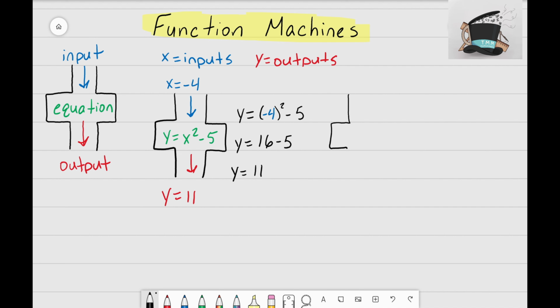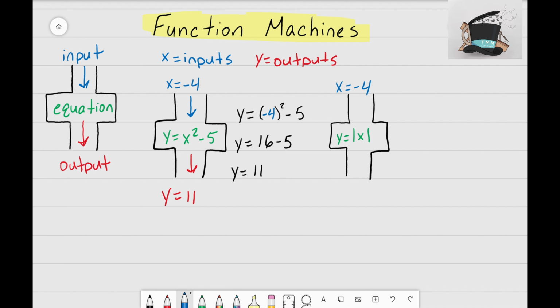Now, for this, I'm going to actually keep the same input. I want my input to remain x equals negative 4. But for this function machine, I'm going to change the equation inside. So, instead of writing y equals x squared minus 5, I'm going to switch it to y equals the absolute value of x.